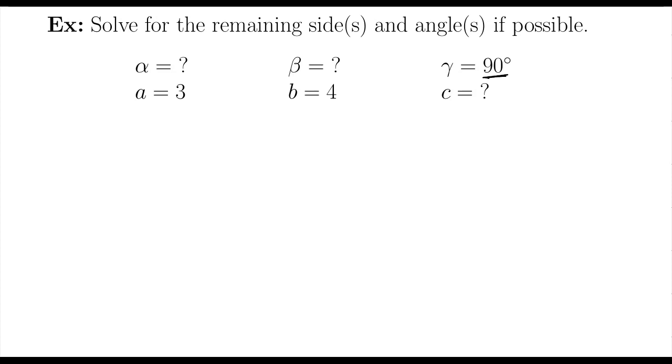Also, you may notice that this is a 3, 4, it's probably 5, right? 3, 4, 5 triangle. That is a special right triangle. Okay, but let's pretend like we don't know any of that stuff. And let's just start working through this problem.